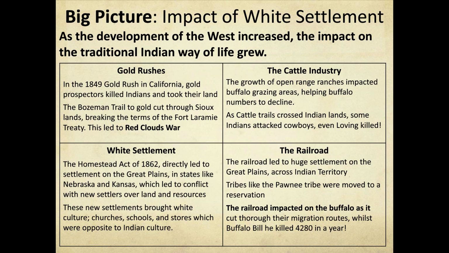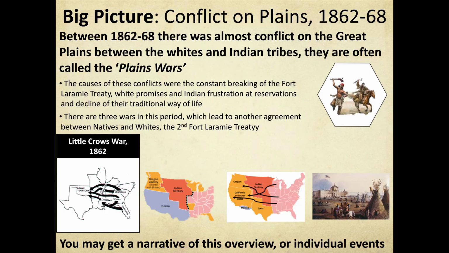The cattle industry: the growth of the open range ranches impacted buffalo grazing areas, helping buffalo numbers to decline. As cattle trails crossed Indian lands, some Indians attacked cowboys. Even Loving was killed. The railroad. The railroad led to huge settlement on the Great Plains across Indian territory. Tribes like the Pawnee tribe were moved to a reservation. The railroad impacted on the buffalo as it cut through their migration routes. Buffalo Bill, the hunter, he killed 4,280 buffalo in a year. So they're going to have nothing left to eat or to make things from.